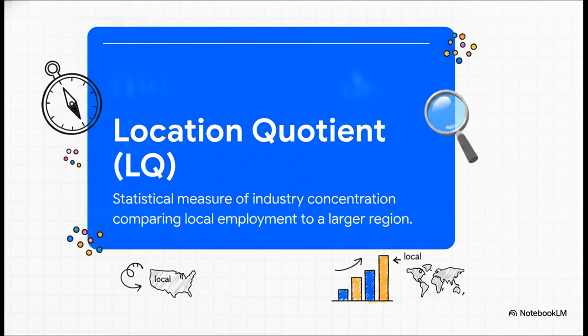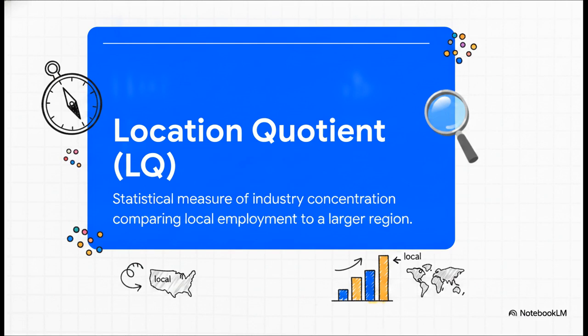So moving down from that high-level macro theory to the state and regional level, we run into a really critical question. How do we actually know if a powerful economic cluster exists right in our own backyard? We obviously can't just guess. We need hard numbers. And that brings us to a fantastic mathematical compass known as the location quotient, or LQ. The Center for Economic and Business Development gives us a really great framework for this. Simply put, the LQ is a statistical measure that assesses industry concentration.